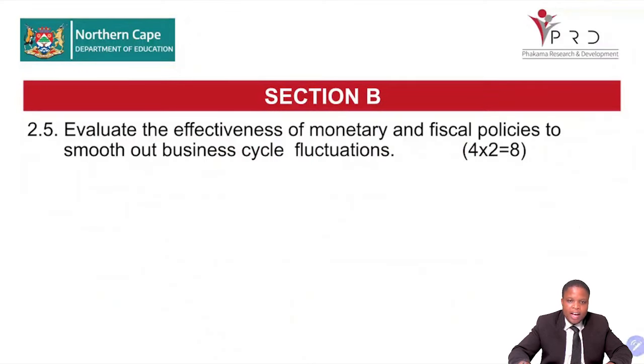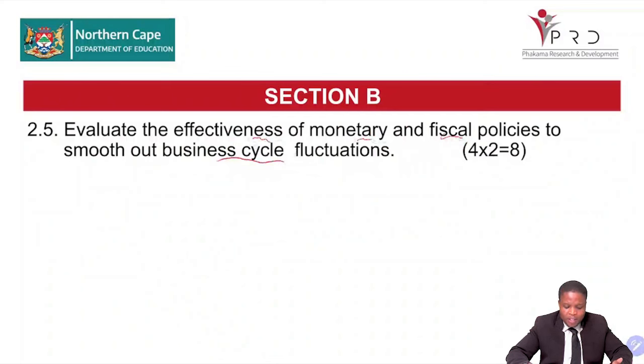Right. Let's look at 2.5. 2.5 says, evaluate the effectiveness of monetary and fiscal policy to smooth out business fluctuation. Evaluate the effectiveness. How effective is the monetary and fiscal policy to smoothen out the business cycle? So this question is very nice because you have plenty of answers for this one, right? So you are given two policies and you are talking about the effectiveness. It is effective or not. So you can say it is effective or you can say it's not effective.